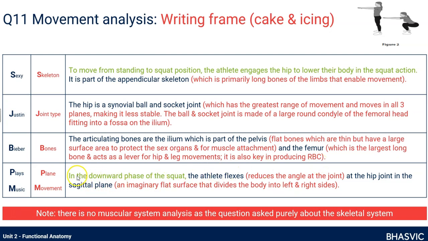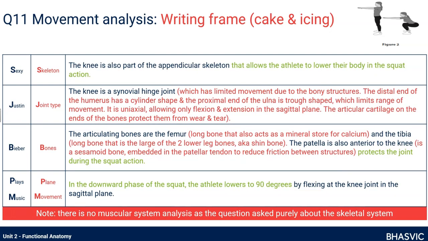Lastly then, in the downward phase of the squat, so that's our reference to the question, the athlete flexes at the hip joint in the sagittal plane. So I've defined flexion, reduction in the angle at the joint, and I've defined the sagittal plane, an imaginary flat surface that divides the body into left and right sides. If all of my movements are flexion and in the sagittal plane, do not define them every time. Once you've defined them once, don't repeat the same icing. Okay, so that's the hip joint analysis.